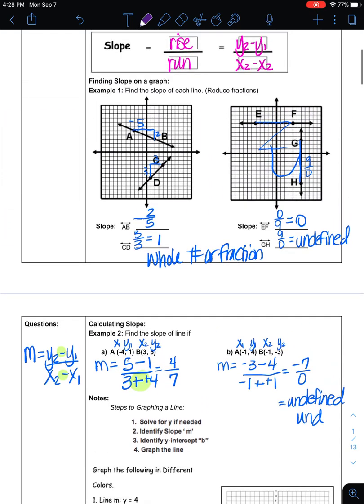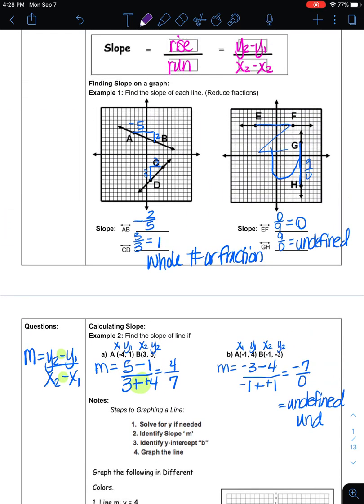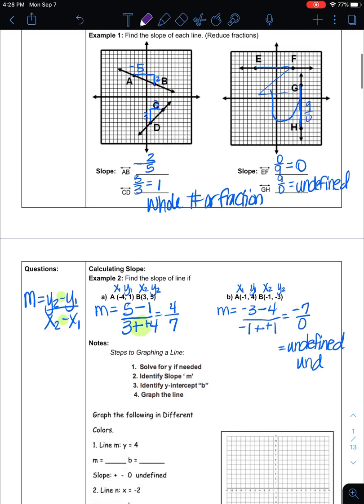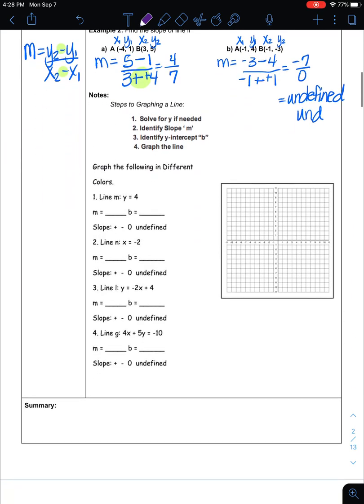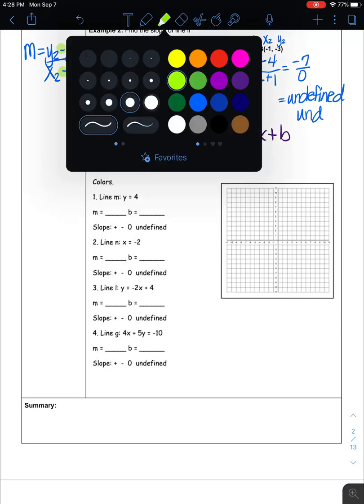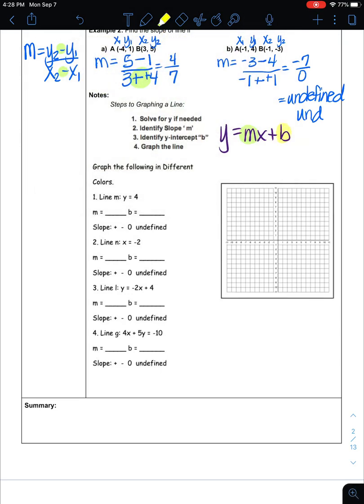Vertical lines have undefined slopes, and horizontal lines have 0 slope. So let's look at graphing. If a graph is not already solved for y, we need it to be in the form y equals mx plus b. If it's not already in that form, then you need to rearrange it so that it is. Then we want to identify our m, that's our slope, and then identify our y-intercept, which is our b.